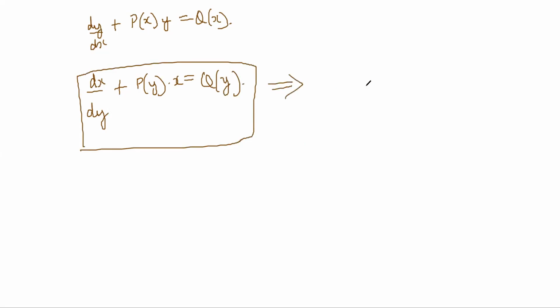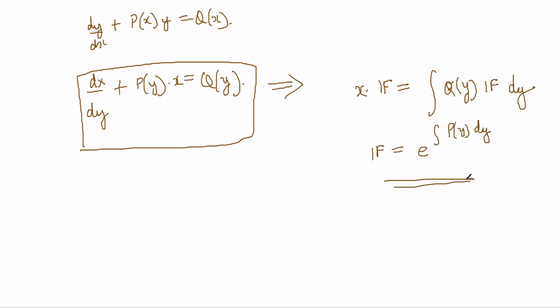Here the solution would be x into integrating factor is equal to integral of Q of y into integrating factor with respect to dy. And the integrating factor would be e power integral of P of y dy. You are just replacing x and y. Instead of x, it's in terms of y. So it's just a replacement of variables. That doesn't change the nature of the question. Here it was y into IF is equal to integral of Qx into dx.